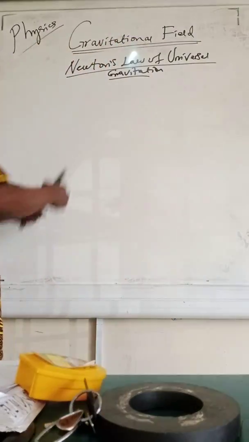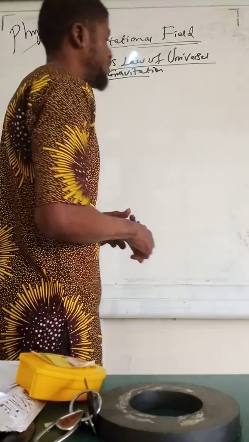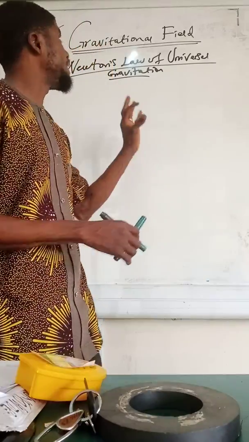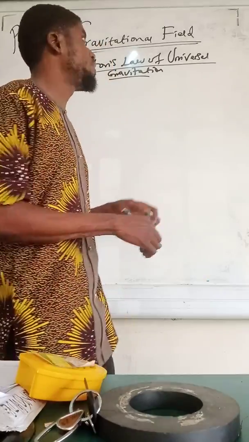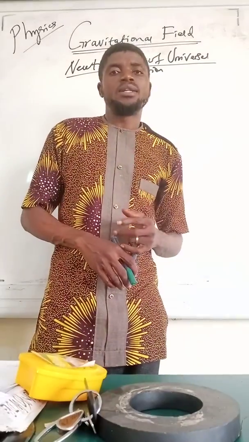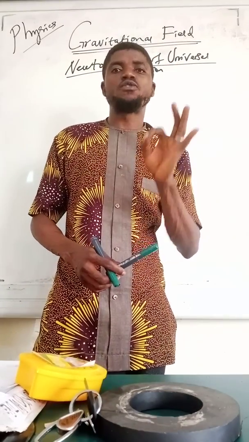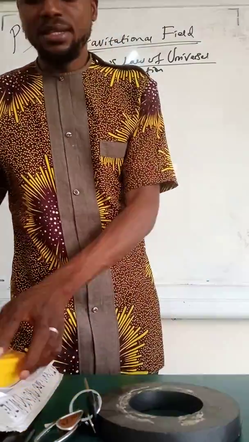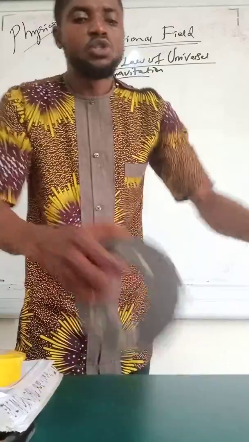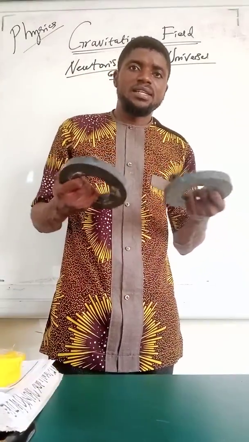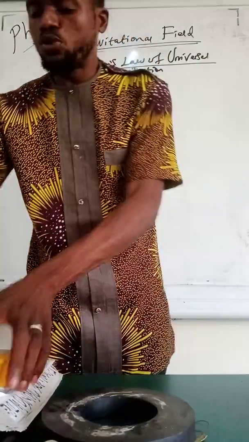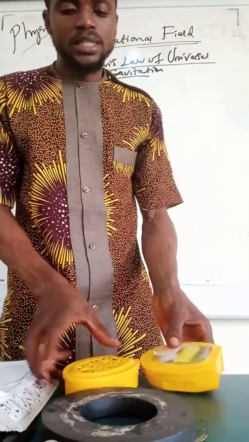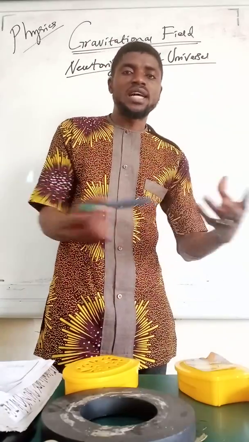So we want to state Newton's law of universal gravitation. Newton's law of universal gravitation is a very important law in discussing gravitational field and all planetary motion. The law states that every particle of matter in the universe is attracted with a force that is directly proportional to the product of their masses, m1, m2, and inversely proportional to the square of the distance between them.